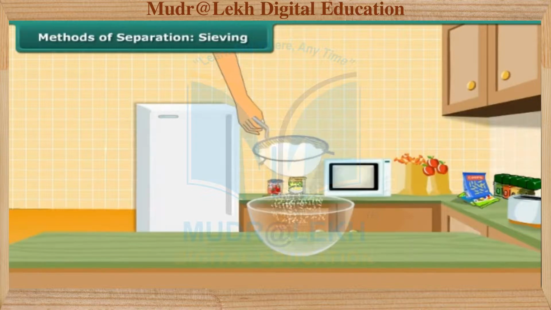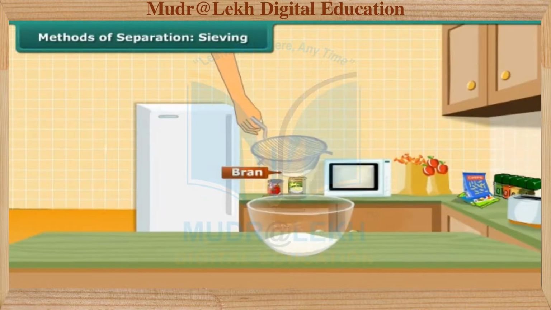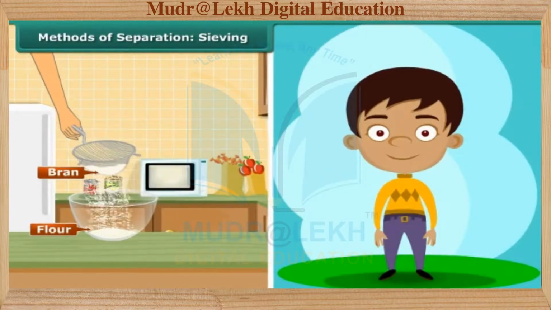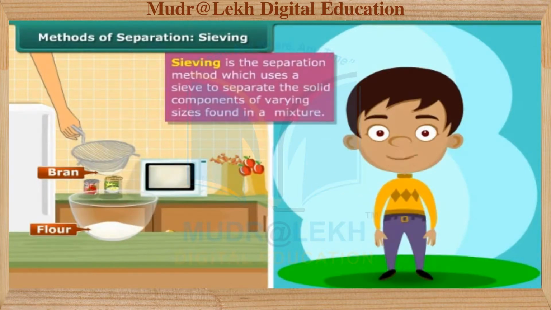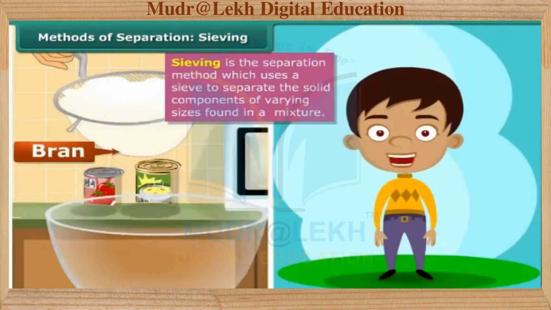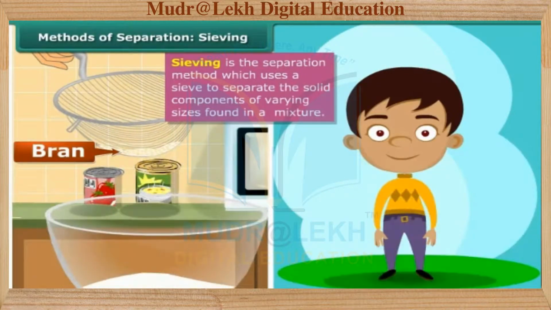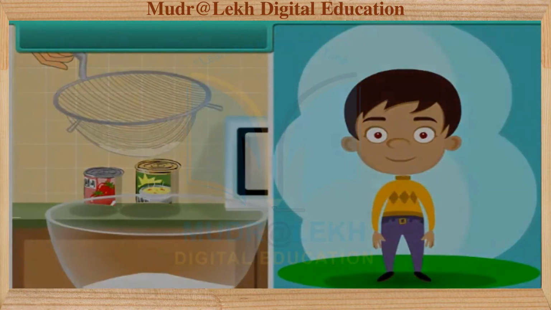Children, have you seen how your mother removes bran and other impurities from flour? They separate the coarse bran from the fine flour with the help of a sieve. This technique of using a sieve to separate the solid components of different sizes in a mixture is known as sieving. In this method, the mixture is placed on the sieve and shaken. The smaller particles pass through the holes of the sieve to the container placed below and are thus separated from the bigger particles that are retained in the sieve.